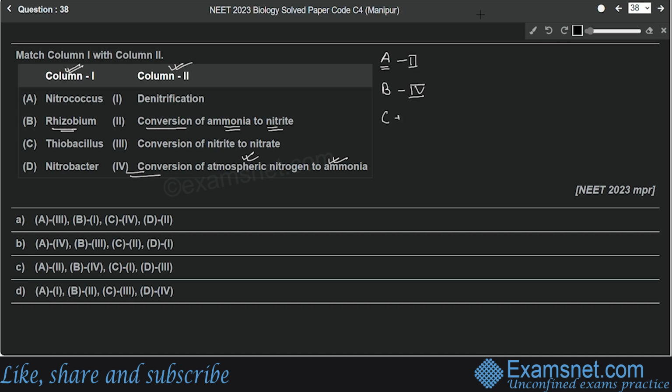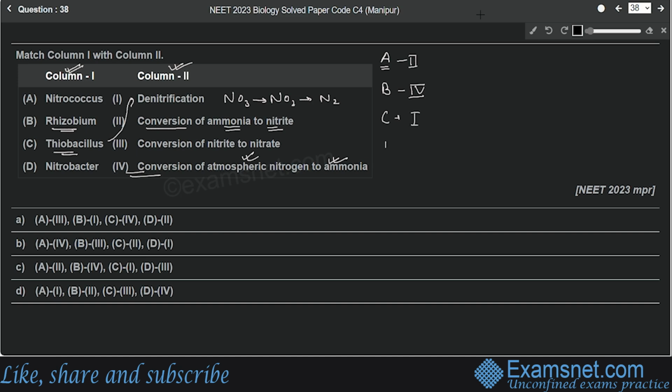Then the third bacterium is Thiobacillus, and the correct match for Thiobacillus will be denitrification, that is number 1. Okay, it is involved in denitrification, that is a process of reducing nitrates into nitrites and then to nitrogen gas, and then returning it to the atmosphere. Okay, so the correct match for C is number 1.